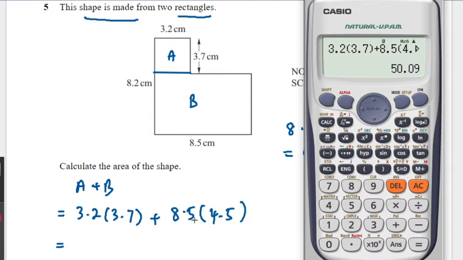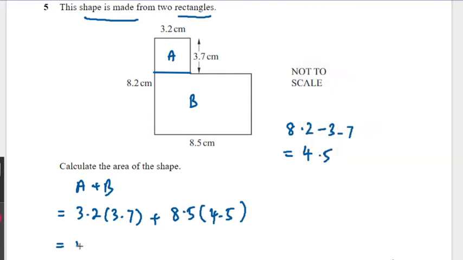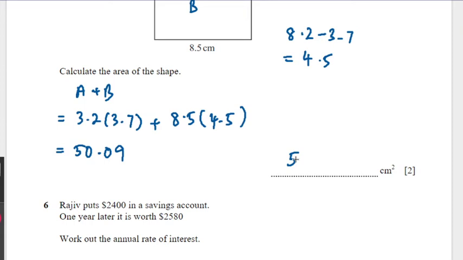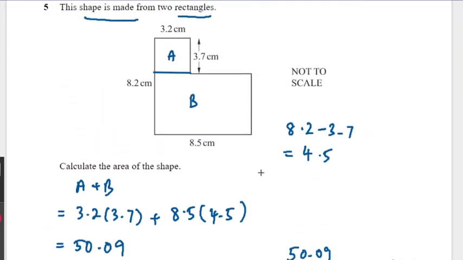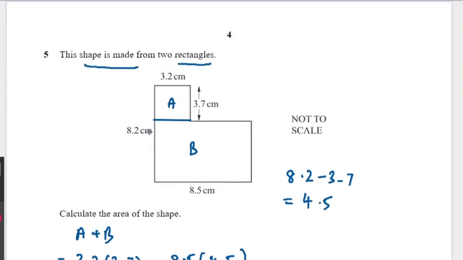Converting, 50.09. So we write here 50.09. So that's the answer. Sorry, 50.09 squared centimeters. Okay. All right, that's shape question number 5 here.